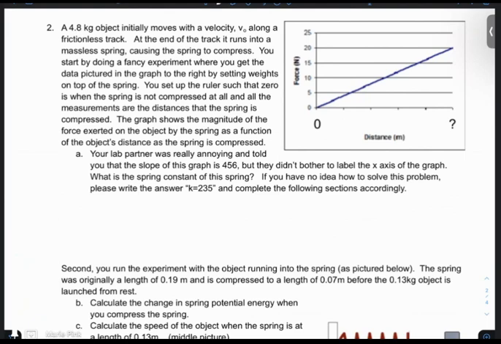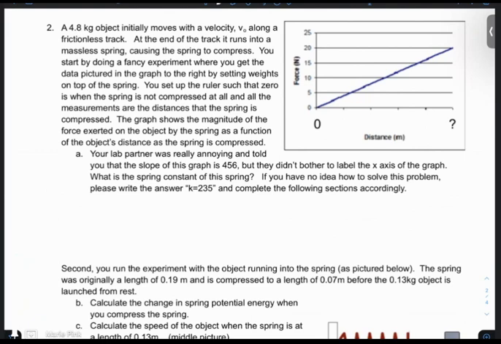You start by doing a fancy experiment where you get the data pictured in the graph to the right by setting weights on top of the spring. You set up a ruler such that 0 is when the spring is not compressed at all, and the measurements are the distances that the spring is compressed. The graph shows the magnitude of the force exerted on the object by the spring as a function of the object's distance as the spring is compressed. Your lab partner was really annoying and told you that the slope of this graph is 456, but they didn't bother to label the x-axis of the graph. What is the spring constant of this spring?